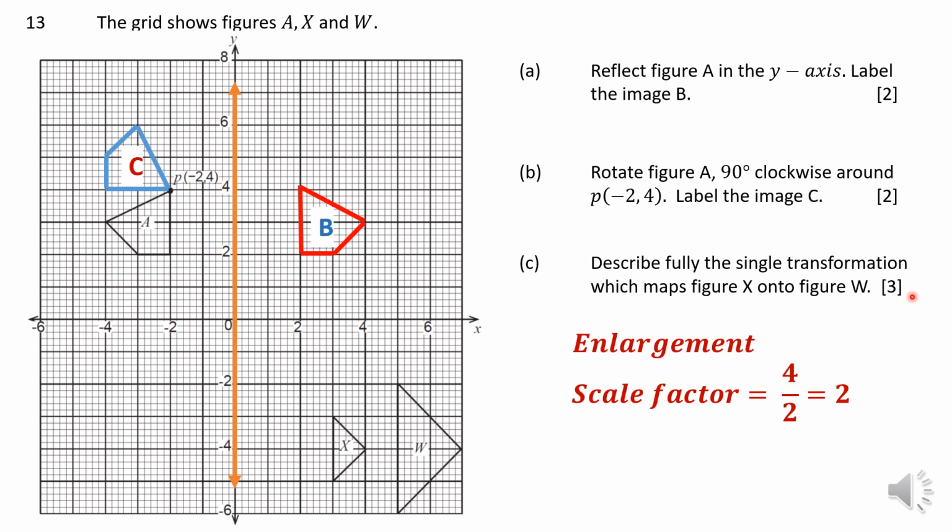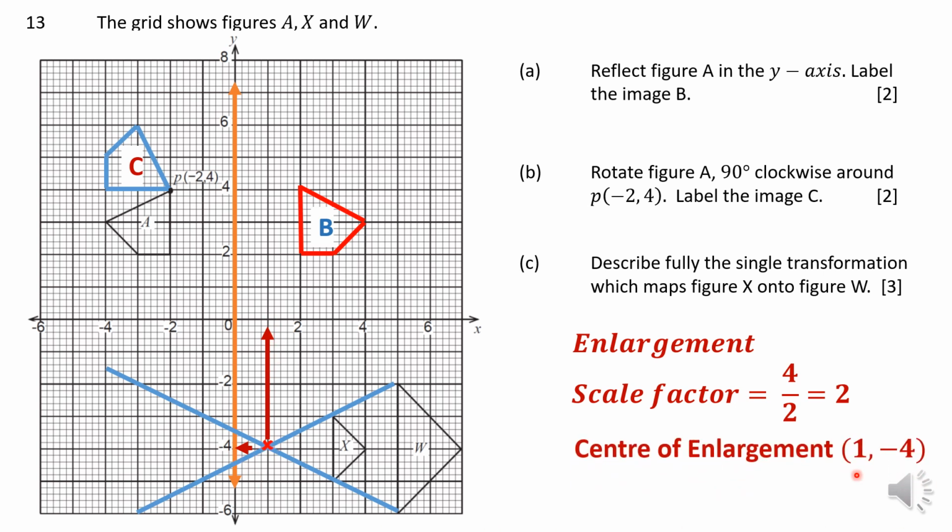Now there's one more thing that you need, and that is the center of enlargement. You take your ruler and your pencil and you draw a line, and you do the same on the opposite side. Where they meet, obviously, that is the center, and the center of enlargement is this particular point here, which is the point (1, -4).